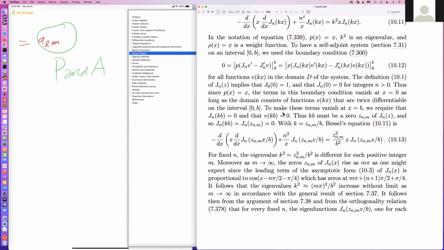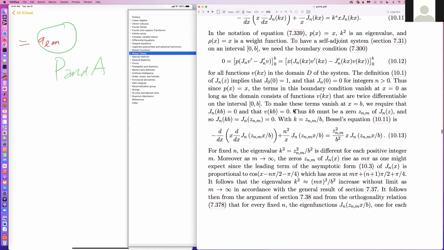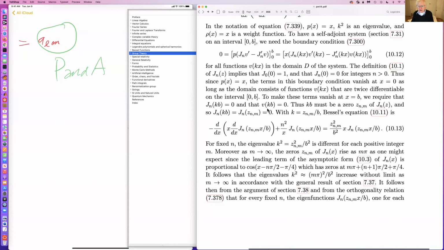And to make the terms vanish at x equal to b, we require that Jn of kb vanish and that v of kb vanish. So these are extra conditions on the domain and the adjoint domain. And so then kb has to be a zero of Jn of z. So what we say is Jn of kb, or Jn of Znm, equals zero. Znm is the mth zero of the nth Bessel function. So we set k equal to Znm over b.